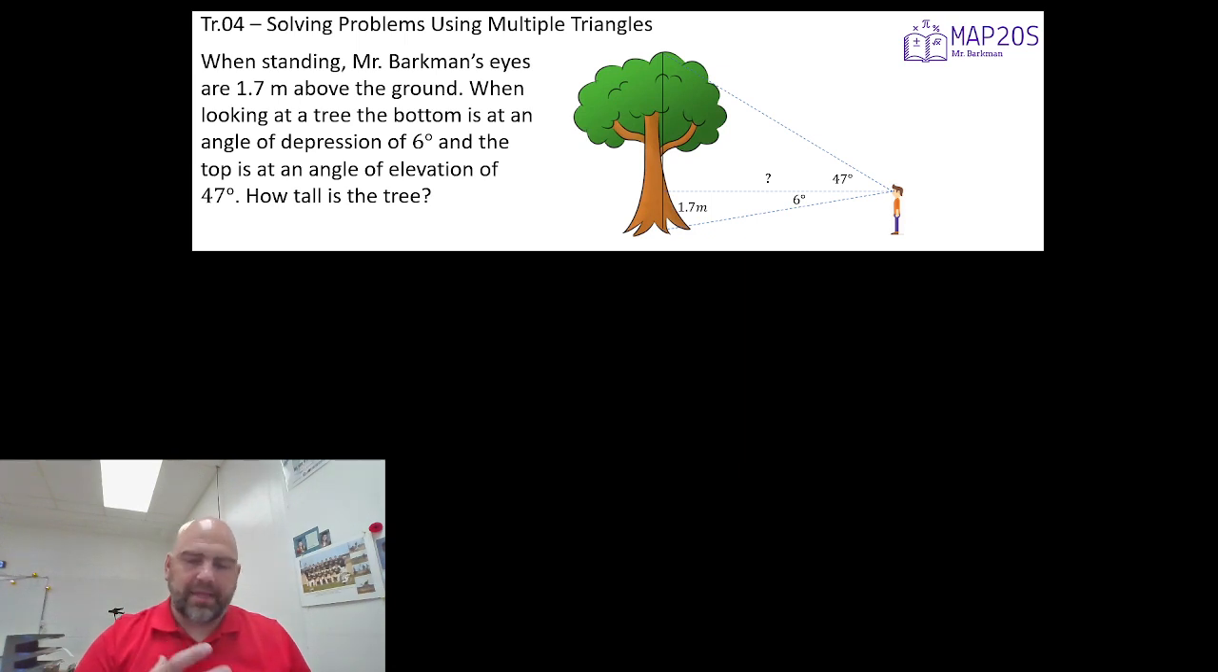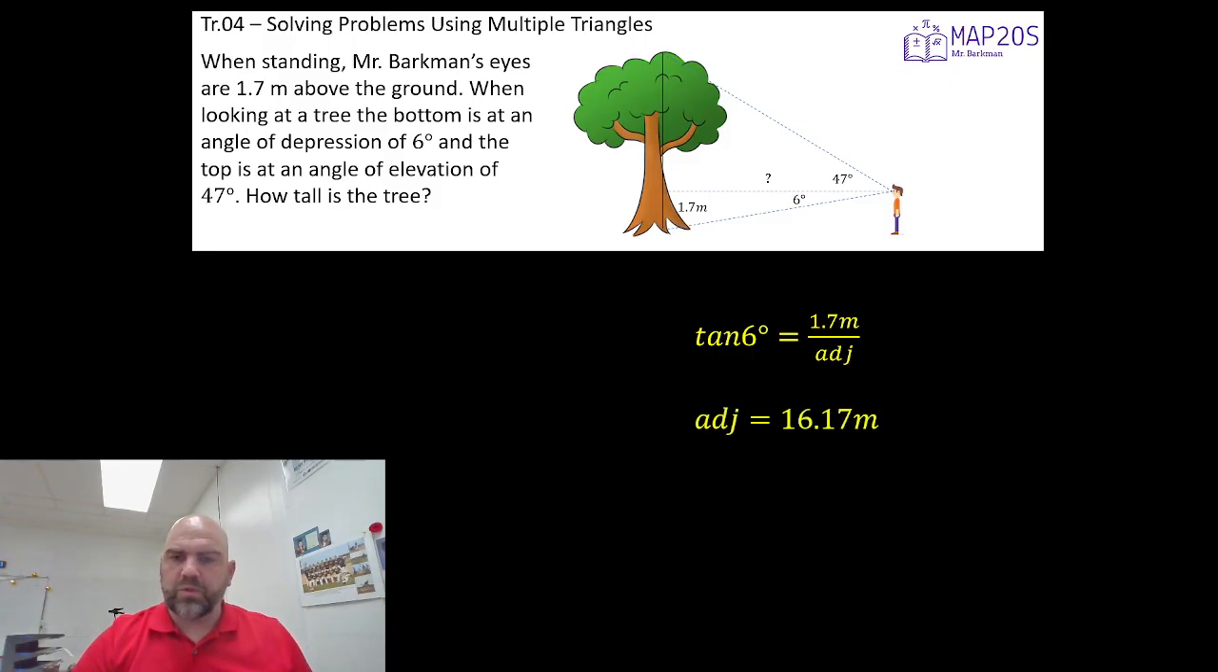Now, I've not labeled with a right angle or with our adjacent, opposite, and hypotenuse sides. I apologize for that. But the 1.7 is the opposite, and the question mark there is going to be our adjacent. So we're going to use our tangent ratio in order to solve for that adjacent side. That common side between the two triangles, we're going to solve for using our tangent ratio. When we solve this, we should get our adjacent side as 16.17 meters. So let's plug that in there.